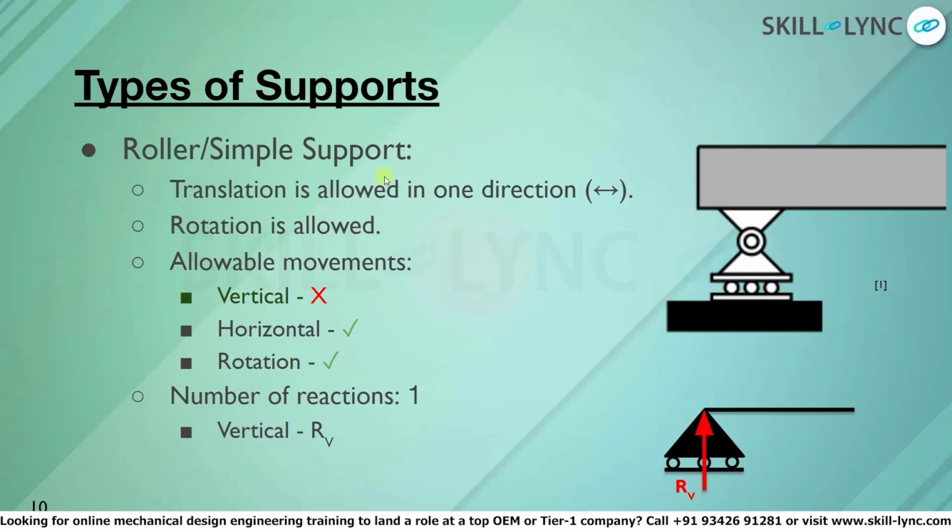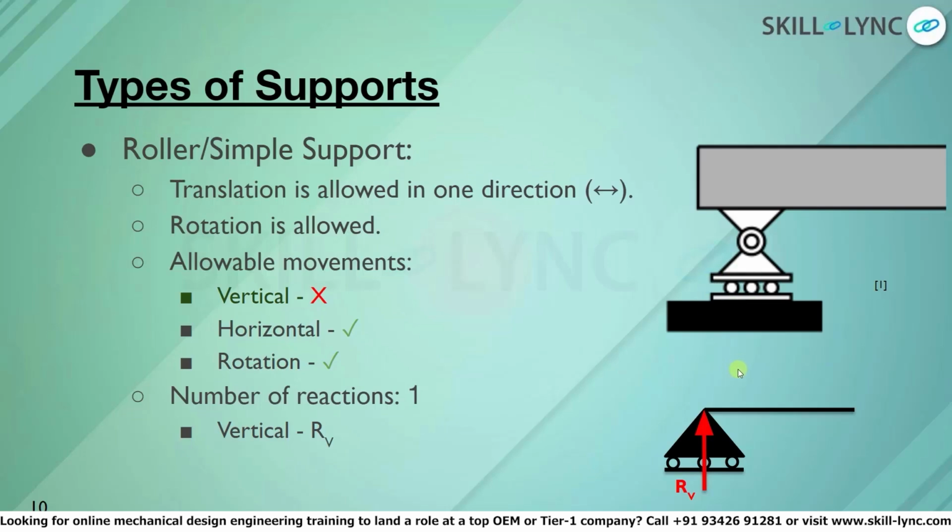So, the first we'll be looking at is the roller support. In roller support, translation is allowed in one direction. Translation is the motion by which a body shifts from one point to another. For example, translation motion is the motion of a bullet fired from a gun. In roller supports, rotation is allowed. Thus, allowable movements in a roller support are horizontal movement and rotational movement.